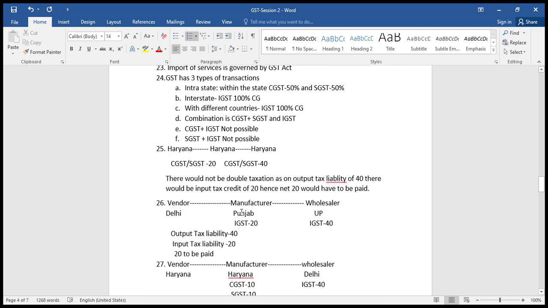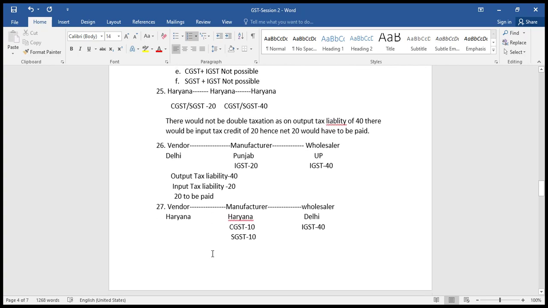Vendor Delhi, manufacturer Punjab, wholesaler UP. IGST charged by the manufacturer is 20 and IGST charged on sales to the wholesaler is 40. So output tax liability would be 40, input tax credit would be 20 and 20 would have to be paid.